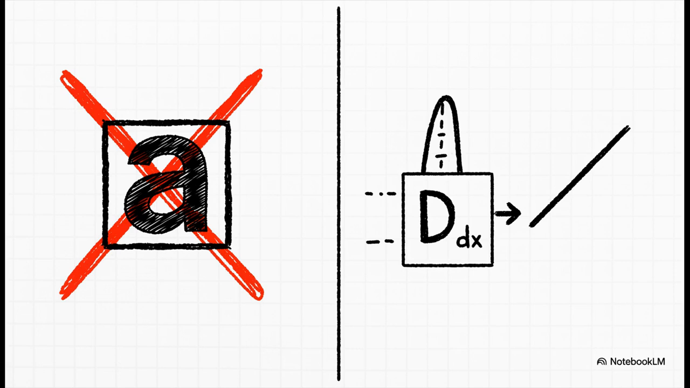And here's why the path is so different. Think about it. When you differentiate a polynomial like x squared, its whole form changes. It becomes 2x, then it becomes 2, and then it becomes 0. There's no convenient constant a that we can just plug in. We have to respect d for what it actually is, an instruction to differentiate. And that means we need a totally different strategy.